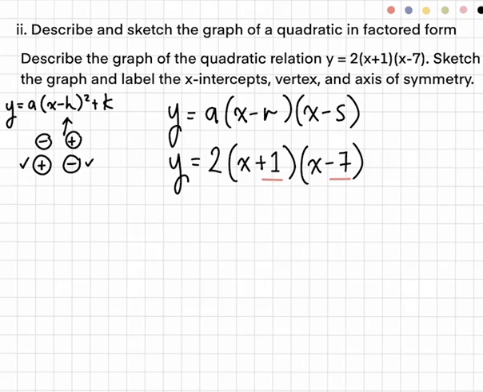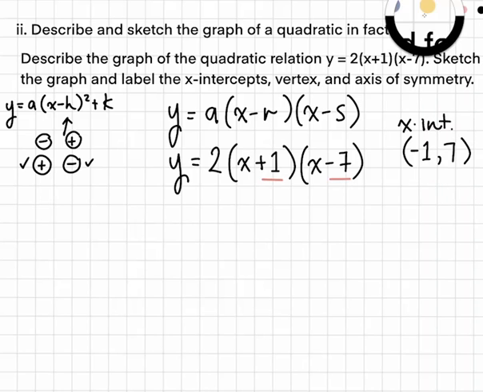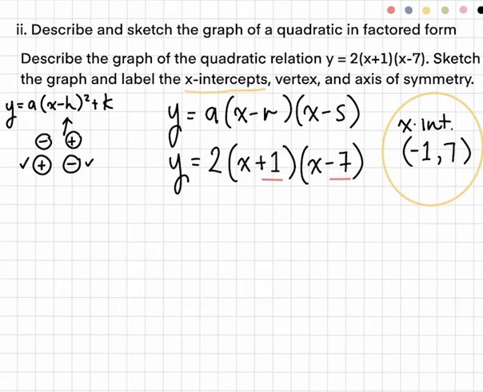So I know that my x-intercepts are actually -1 and +7. So far, we have found the x-intercepts, which are right over here. Now let's find the vertex.